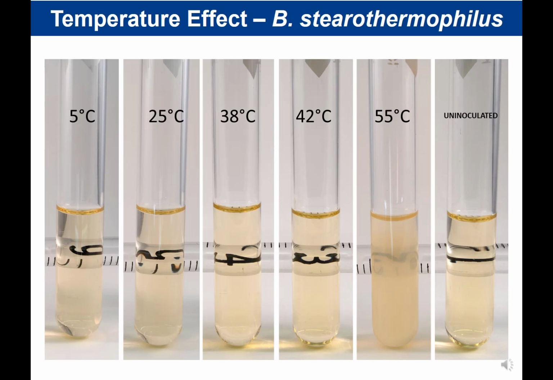And so if we look at the growth for Bacillus stearothermophilus, again on the right we have our uninoculated control. Notice that there's no growth at 5, there's no growth at 25, there's no growth at 38, there's no growth at 42. However, there is growth at 55. So if we put that on here, 55 is going to have growth, but notice that it did not grow at any of the lower temperatures. And again, you're going to want to think about what is the name for that type of organism.